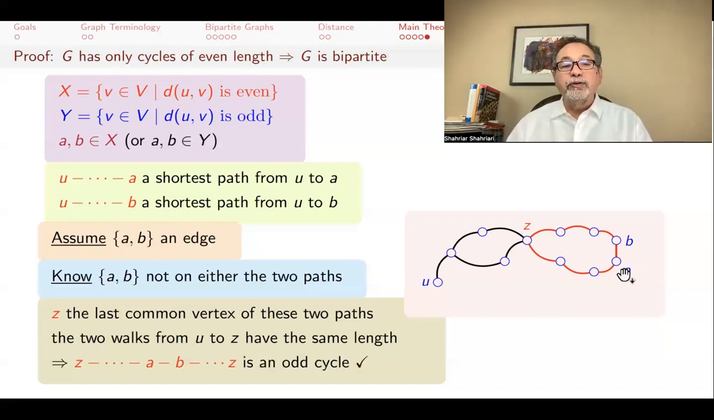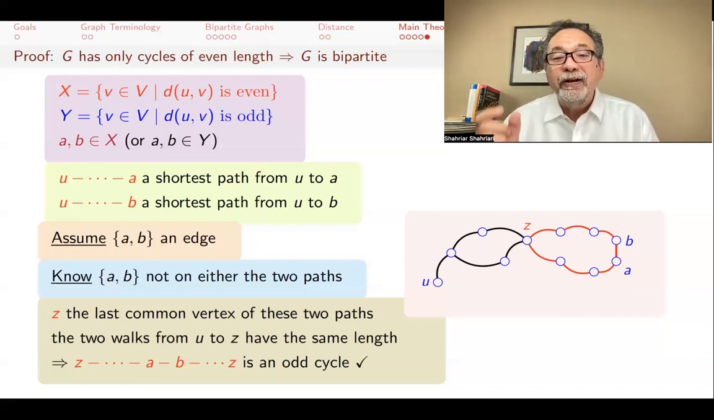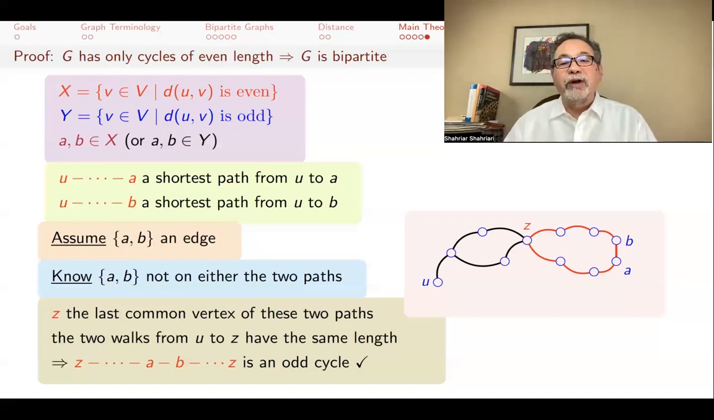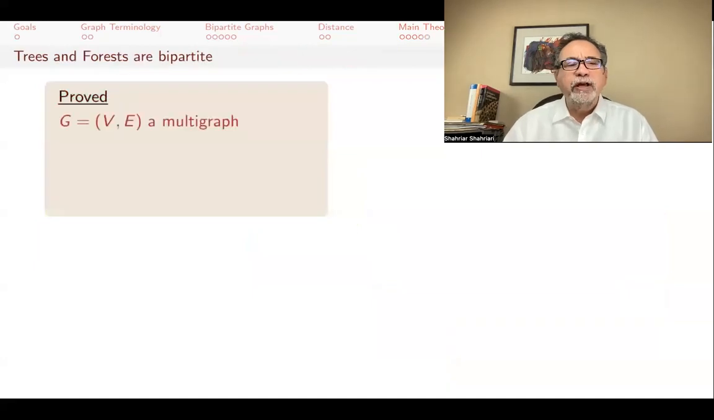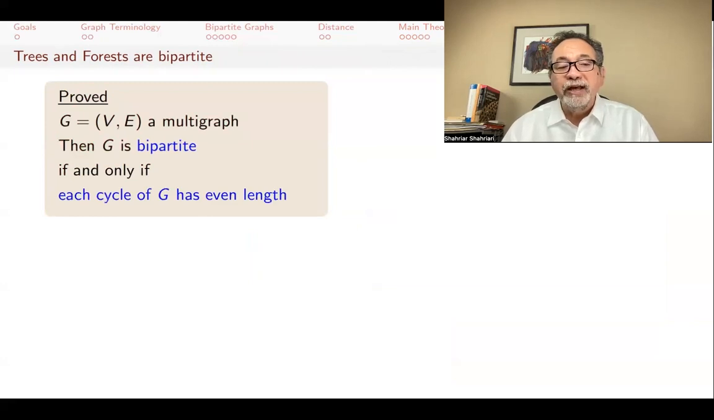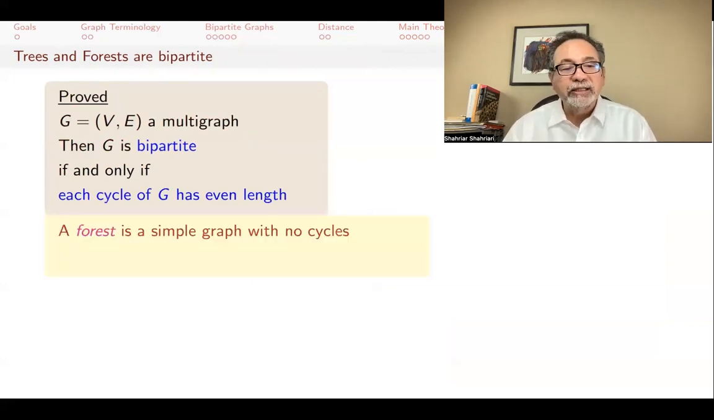And that completes the proof, because we showed that if two vertices in the same part, the same X or Y, have an edge between them, then there must be an odd cycle. So if there are no odd cycles, if all cycles are even length, then AB cannot be an edge, and therefore the graph is bipartite. What did we prove? We proved that if you have a multigraph, then it's bipartite if and only if each cycle of G has even length. So that was the proof that we just did.